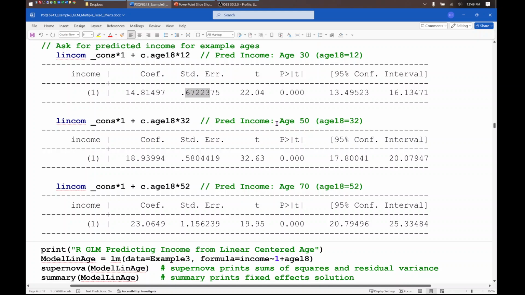I can do the same thing for age 50. I plug in 32 because 32 plus 18 gets me to 50. And I can do the same thing for age 70, where I plug in 52 instead, because 52 plus 18 gets me to 70.